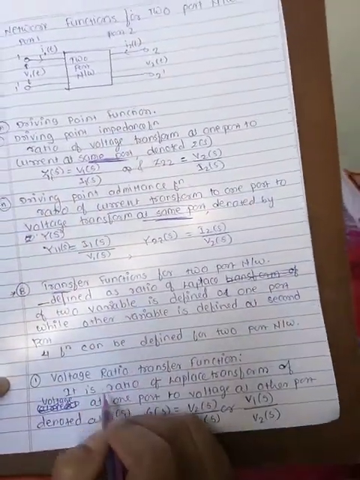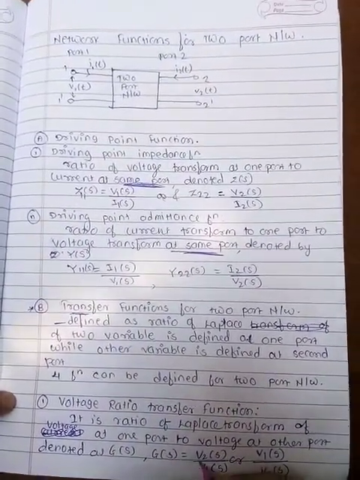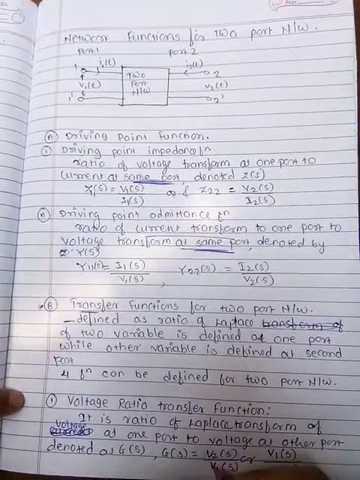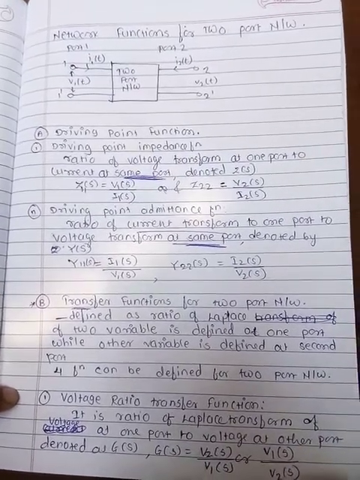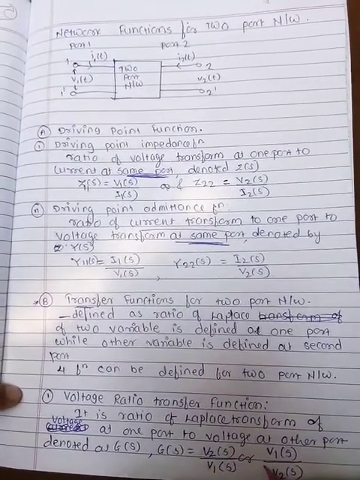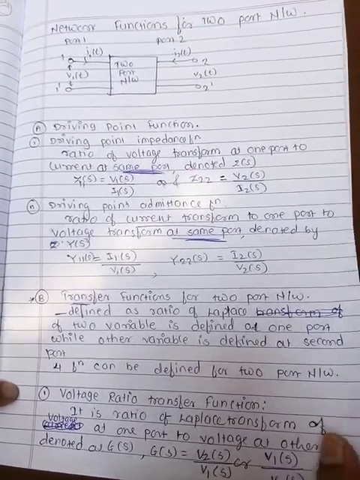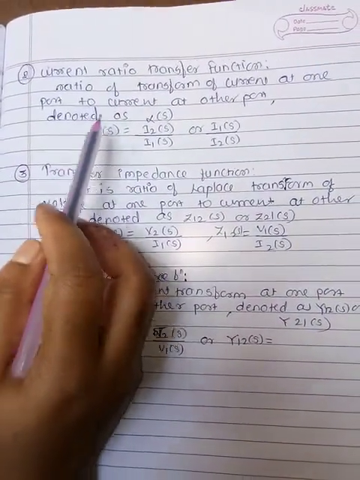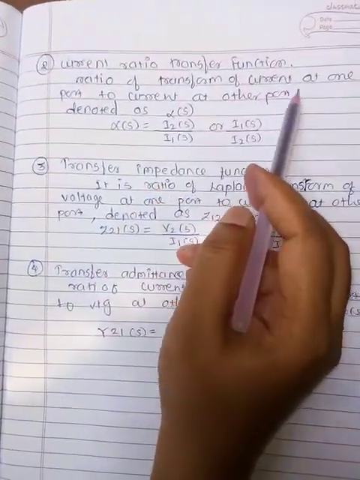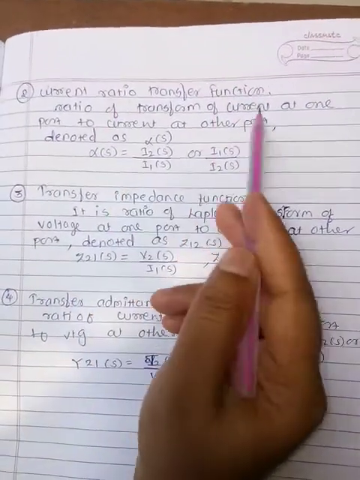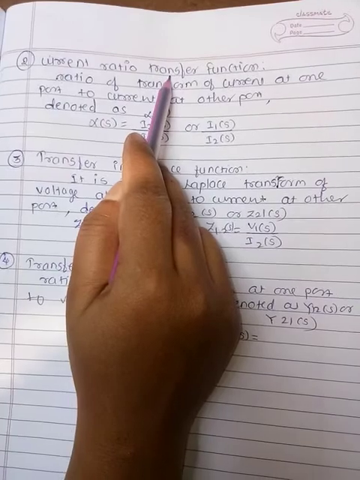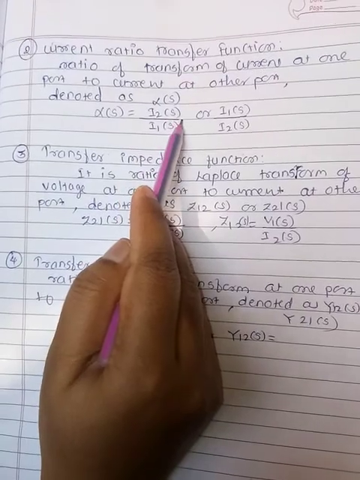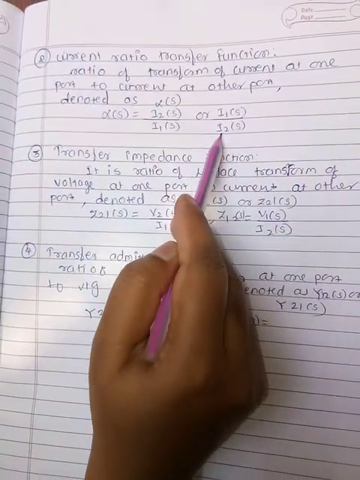Okay, the voltage ratio is denoted by G(s) is equal to, see here, the voltage from the second port to the voltage of one port, that is V2 upon V1 transform, or we can simply write V1 upon V2. Now the second function is the current ratio transfer function. It is the ratio of the transform of current at one port to the current at the other port. When there is the word transfer, there is always one to other, therefore it is denoted by alpha(s). We can simply write I2(s) upon I1(s) or I1(s) upon I2(s).